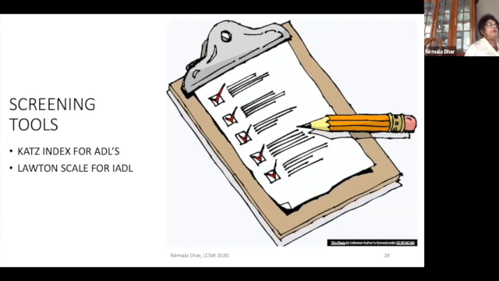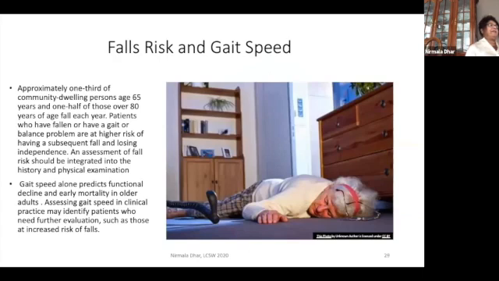An assessment of fall risk should be integrated into the history and physical exam routinely. Gait speed, how fast you walk, predicts functional decline and early mortality in older adults. Assessing gait speed in a clinical practice may identify patients who need further evaluation, such as those at increased risk for falls. So screen for falls. Next slide.